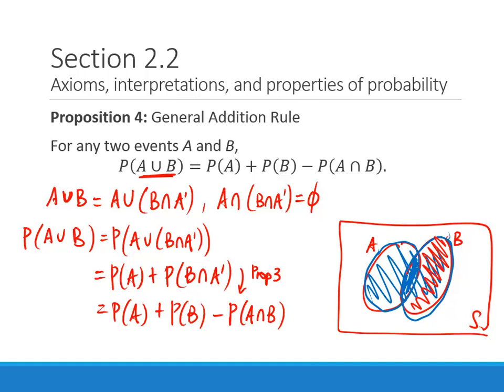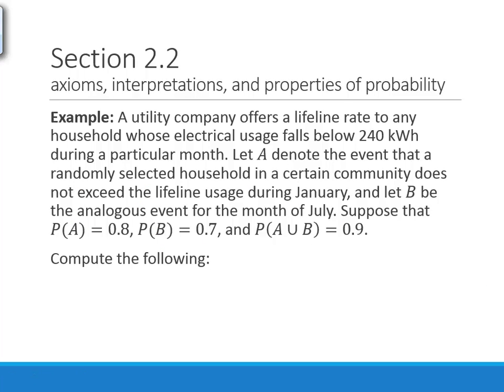Okay. Well, enough of propositions. Let's actually try to do an example and see how we can apply these propositions. So here in this example, we're talking about electricity usage. A utility company offers a lifeline rate to any household whose usage falls below 240 kilowatt hours during a particular month. So we're offering lifeline rates to these people.